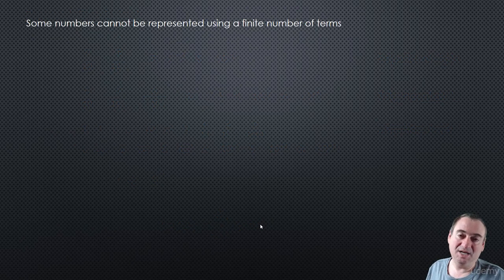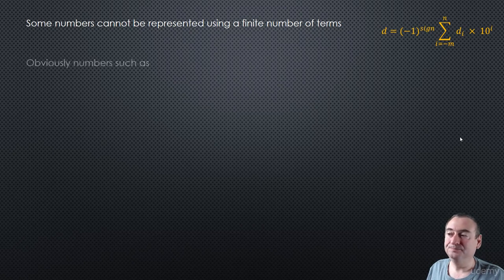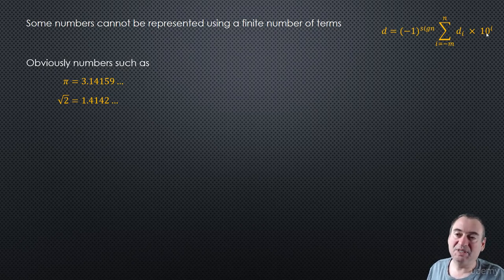Now, one thing that comes up when we do expansions like this is that some numbers cannot be represented using a finite number of terms, right? And again, this is the expansion here. Well, obviously, numbers such as pi or square root of 2 don't have a finite representation. We don't stop after the decimal point. We have an infinite number of digits after the decimal point, and same thing for square root of 2. So obviously, this summation here is going to be infinite. We're going to end up with an infinite series.